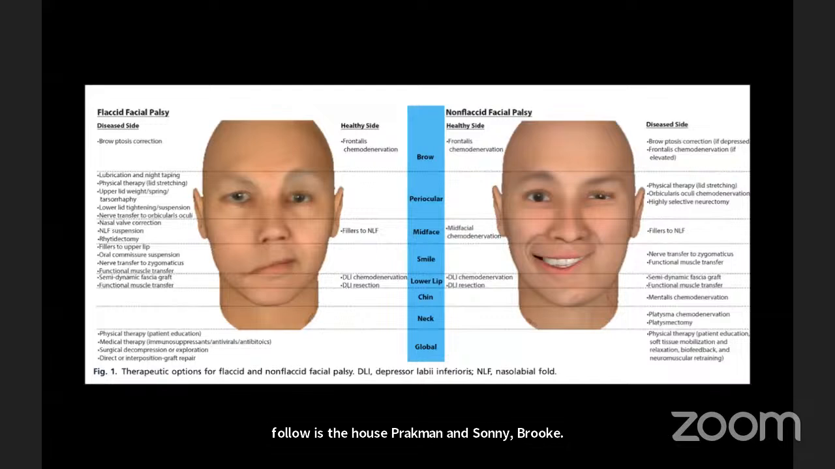Now, in flaccid facial palsy, what are the things that you want to correct? You want to correct the brow ptosis, and then you want to correct the epiphora problems and the wide palpebral fissure in these patients. That can be done by a lot of techniques. The nasal valve correction has to be done. That can be done by suspensions. Then there might be de-innervation of the lip that can be done with fillers to improve the lip bulk, or you can do free functioning muscle transfers or static transfers.